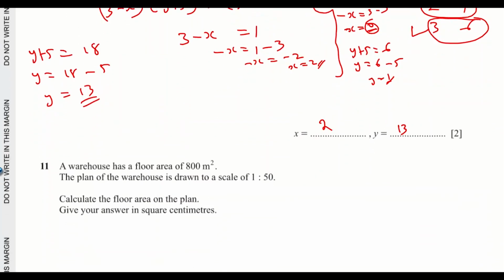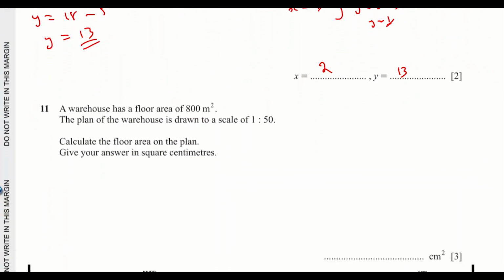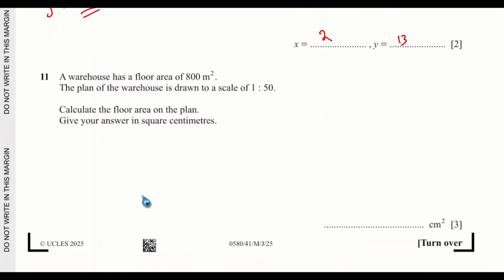That will be question 11. A warehouse has a floor area of 800 square meters. The plan of the warehouse is drawn to a scale of 1:50. Calculate the floor area on the plan. Give your answer in square centimeters.